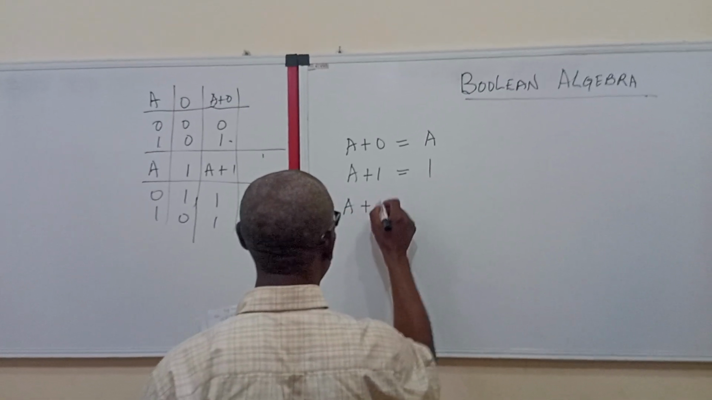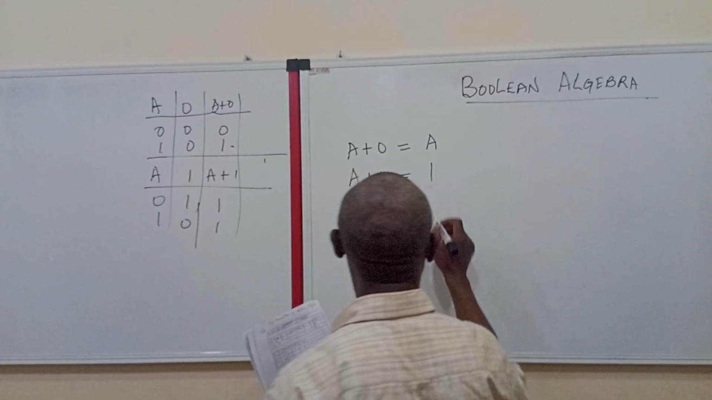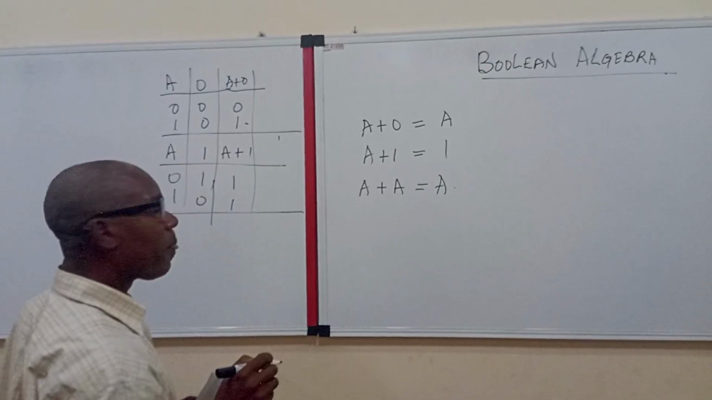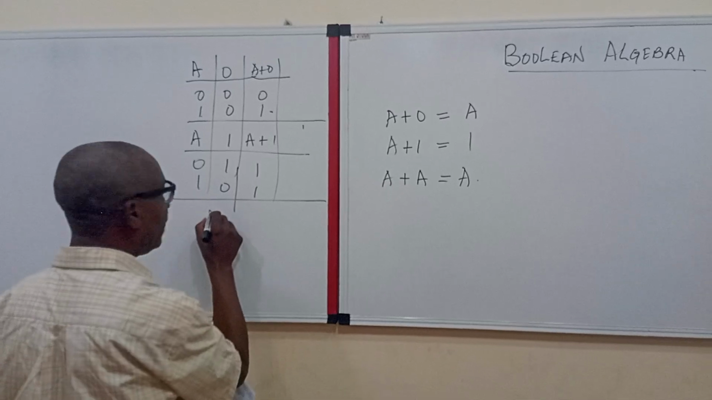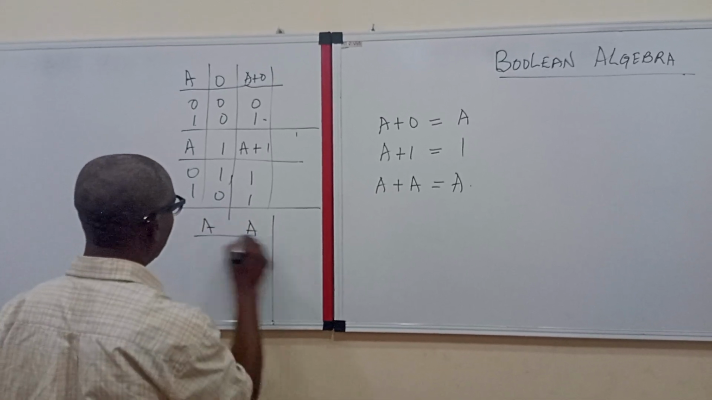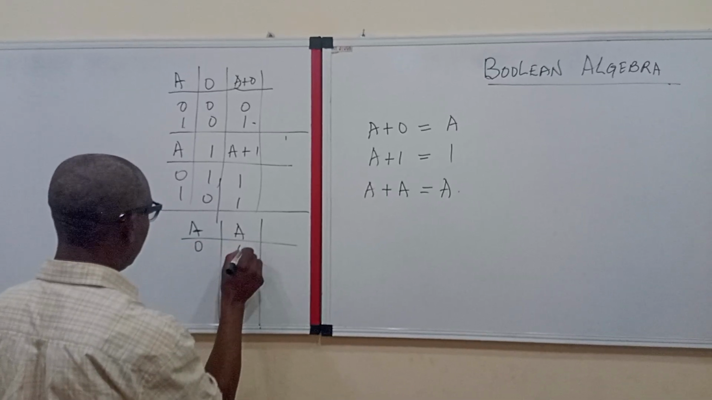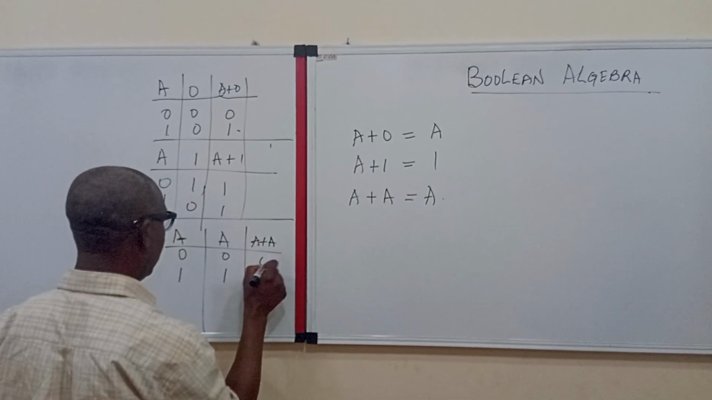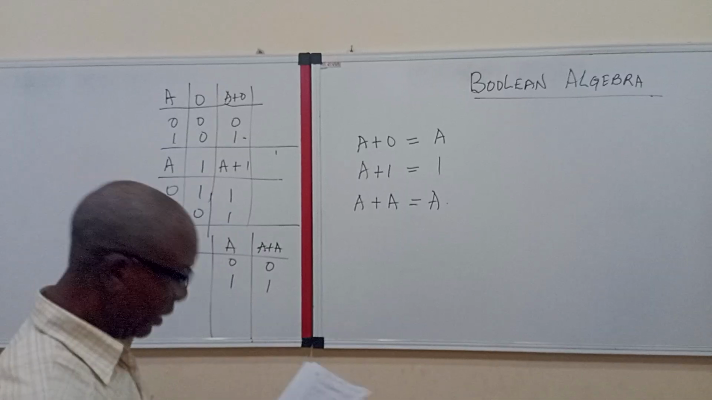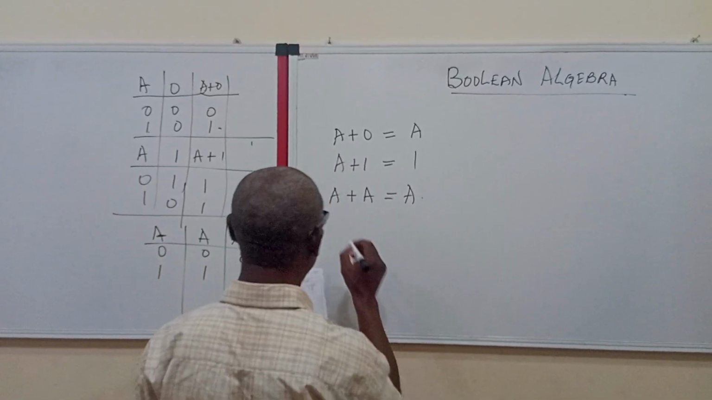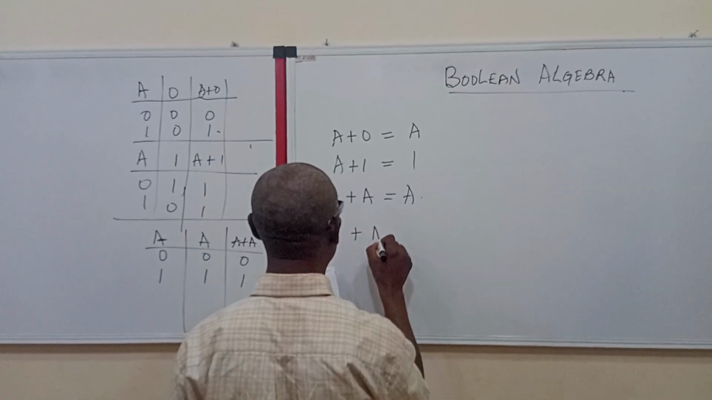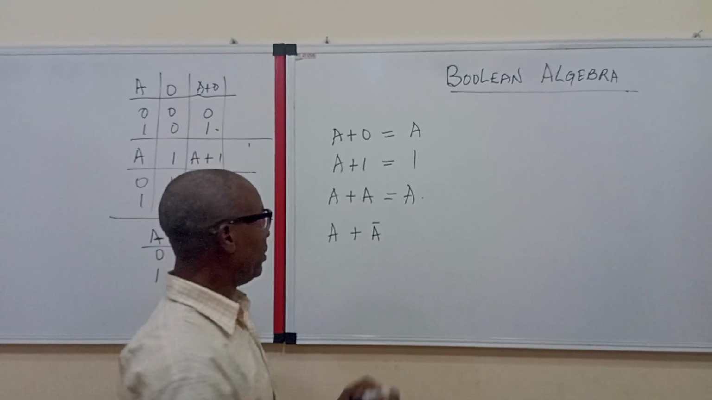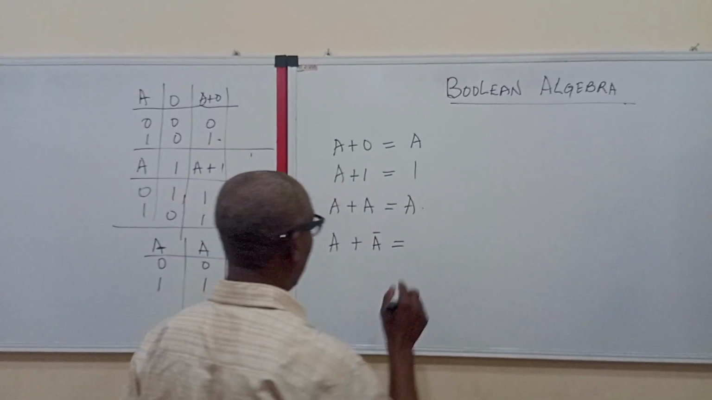Then the next we have is A plus A. A plus A will be equal to A. The reason is simple, truth table proof. You have A and you have A. You have 0, 0, 1, 1. So A plus A will be 0, 1. A plus A will give us A. That is that. The next we have is A plus A bar, which is the negation of A, the opposite of A, and that will give us 1.